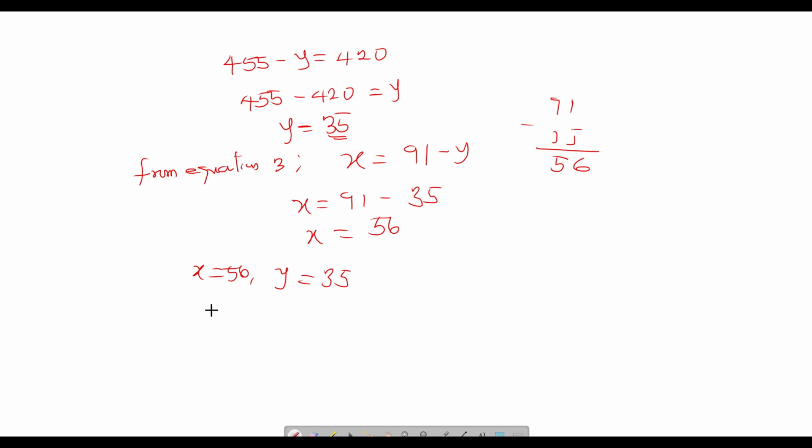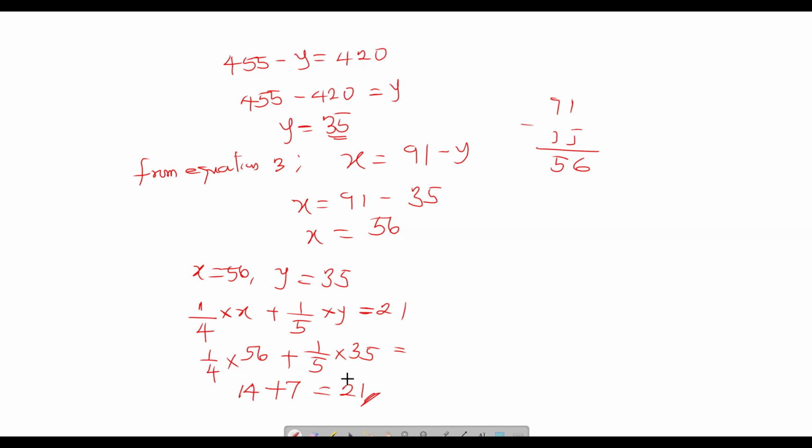And let's confirm this from our equation, 1 over 4 times x plus 1 over 5 times y equals 21. Let's confirm this. 1 over 4 times x, 56, plus 1 over 5 times y, 35. Let's confirm if it gives us 21. So 4 into 16, 4, that's 14, plus 7. This is 21. So that means the answer is correct. Our x is 56 and our y is 35.